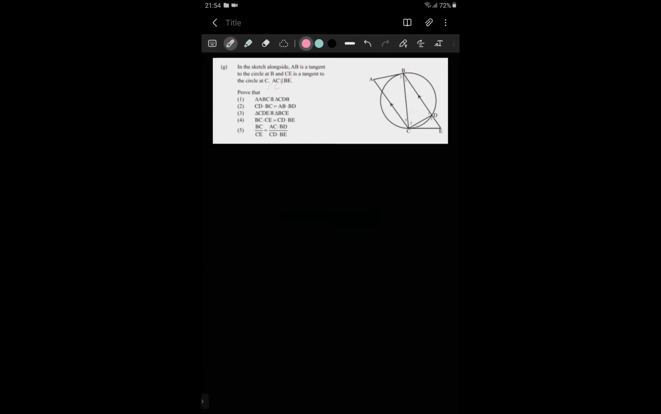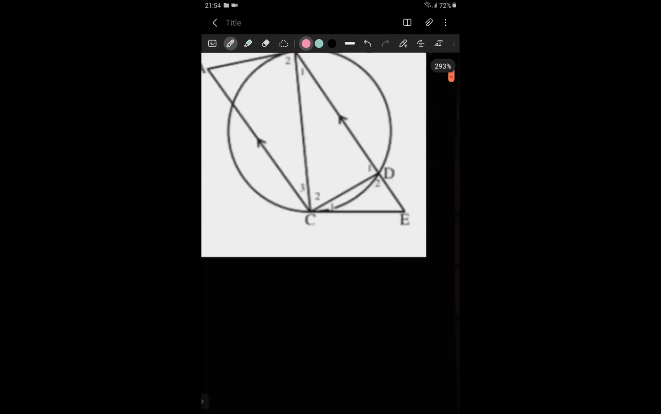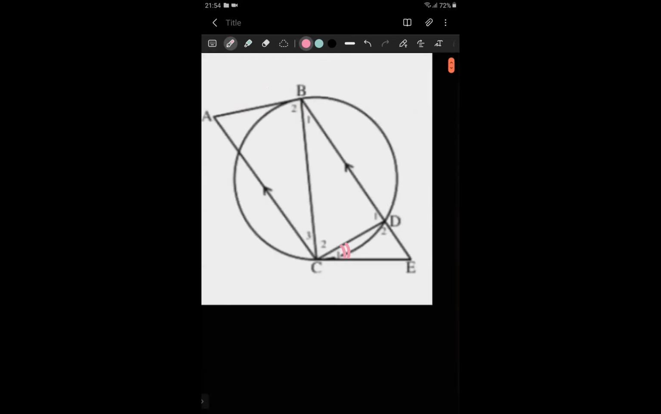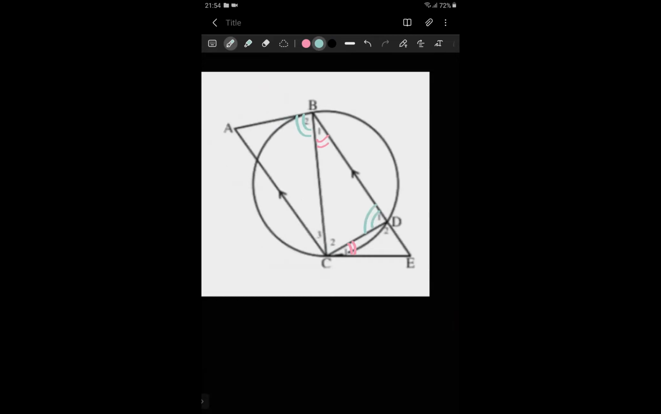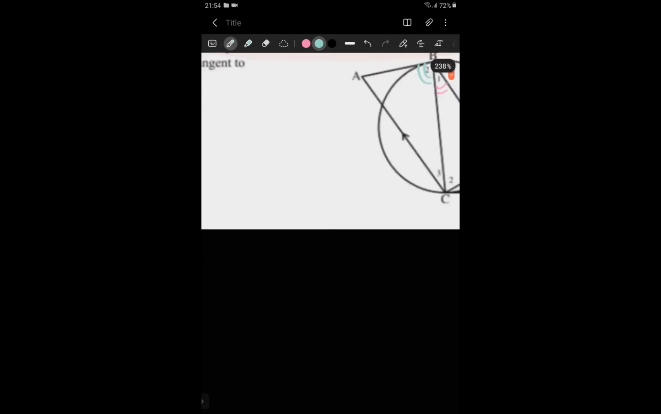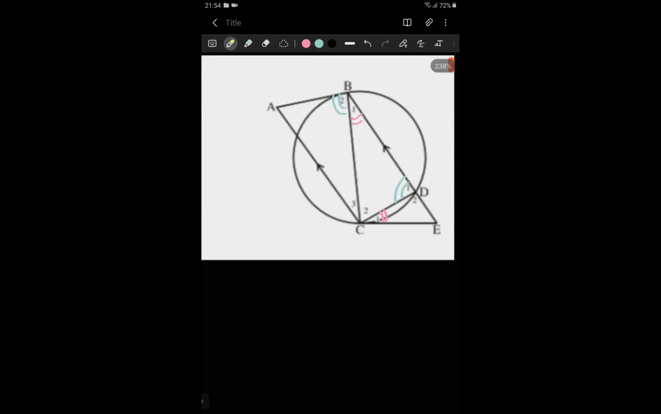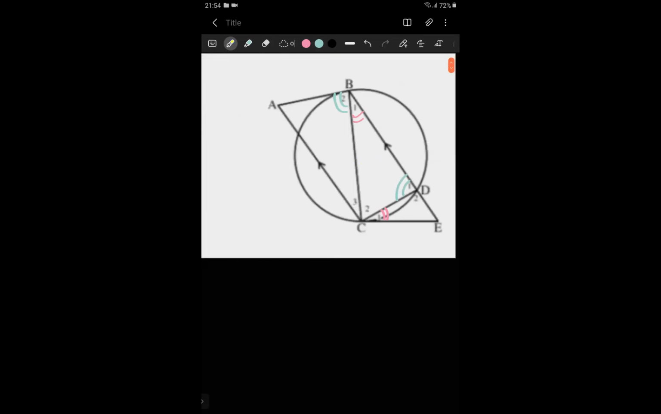So what that means is, according to the tan chord theorem, this angle is equal to that one, and then this angle is equal to that one because of the tan chord theorem. And then it says here, these lines are parallel. So as long as those lines are parallel, we have what you may call alternating angles. So this angle here is going to be equal to that one because of alternating angles.